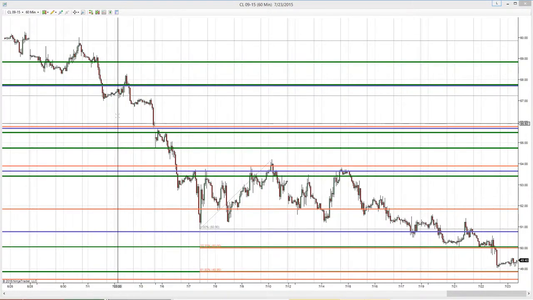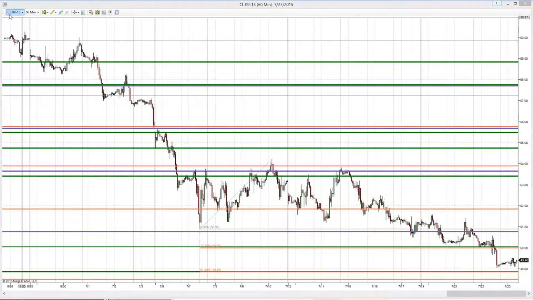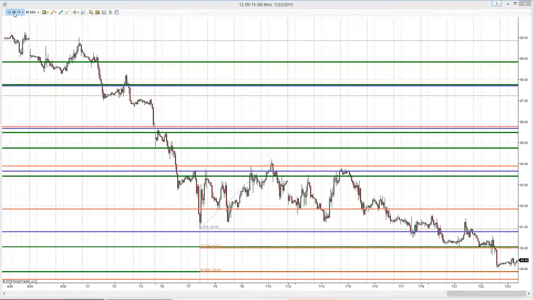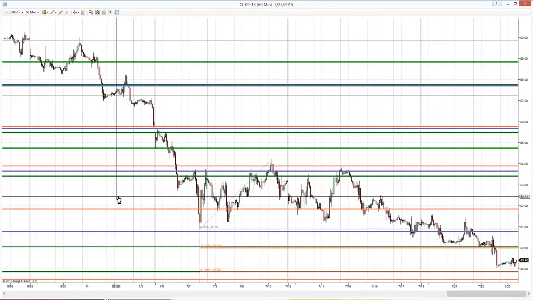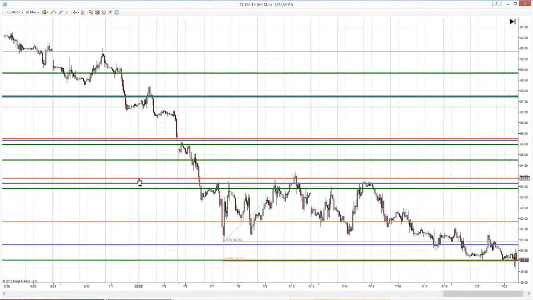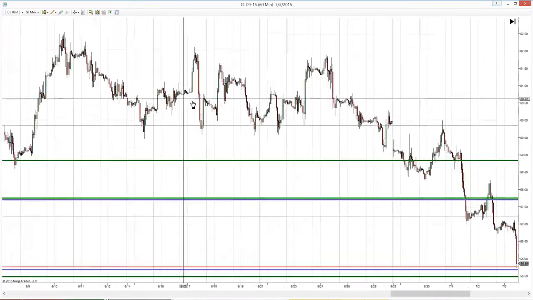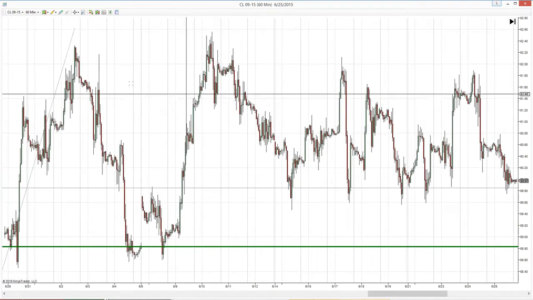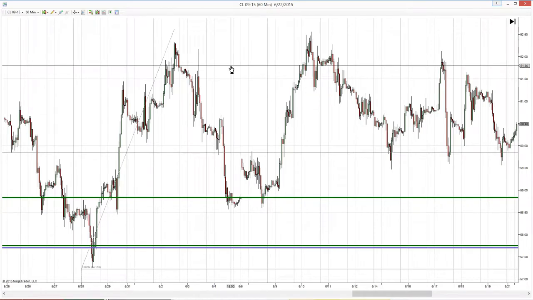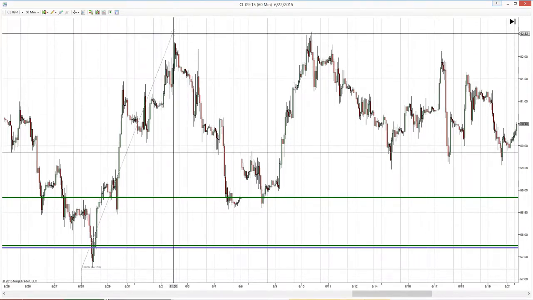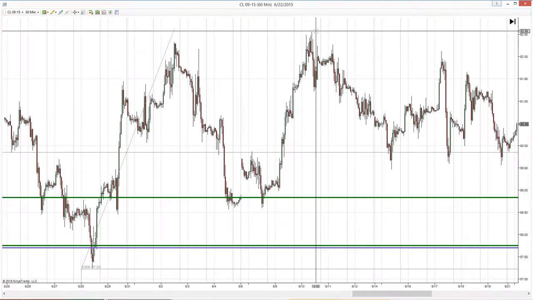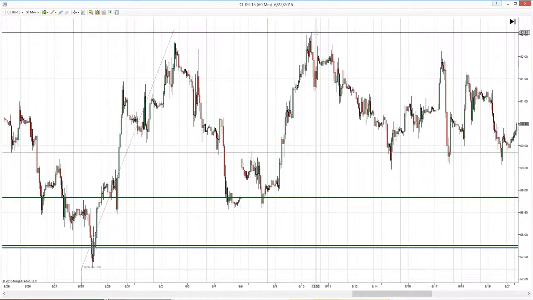Hi, here is market evaluation for crude oil, CL current contract, September 2015. We have a big decline from the recent high, and the high was here at this level, 62.57.